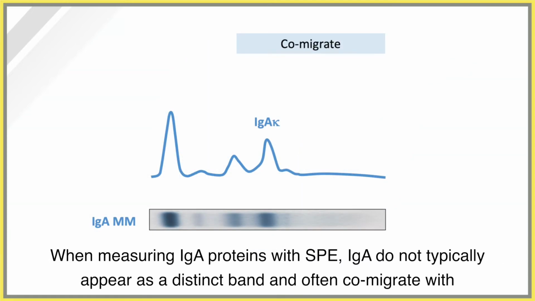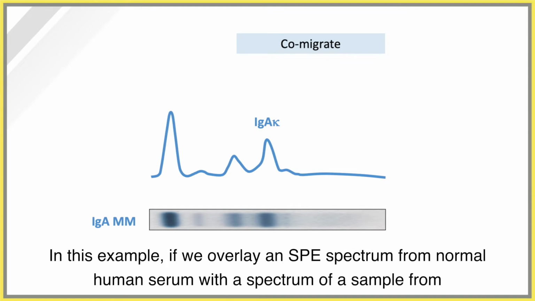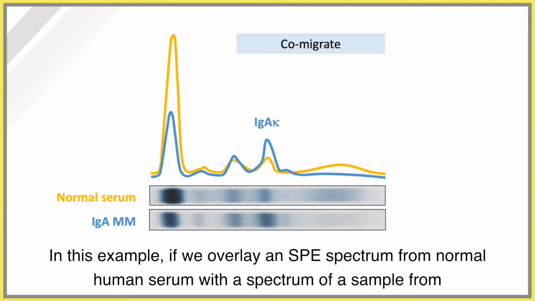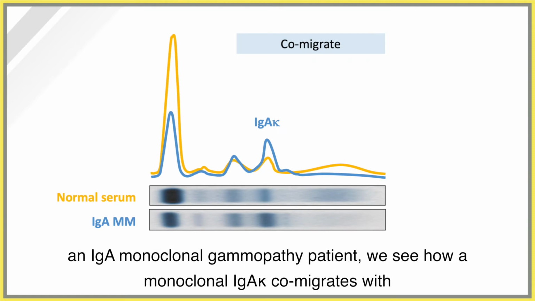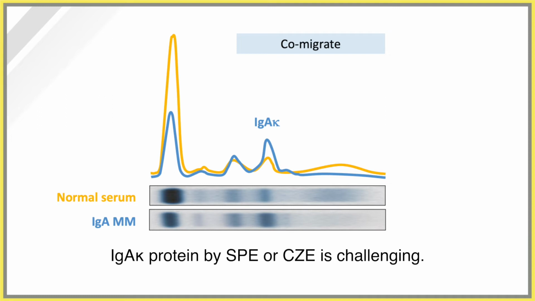When measuring IgA proteins with SPE, IgA does not typically appear as a distinct band and often co-migrates with other serum proteins such as transferrin and complement protein C3. In this example, if we overlay a SPE spectrum from normal human serum with a spectrum of a sample from an IgA monoclonal gammopathy patient, we see how monoclonal IgA kappa co-migrates with transferrin in the beta-1 region of the gel. Therefore, accurate quantification of the IgA kappa protein by SPE or CZE is challenging.